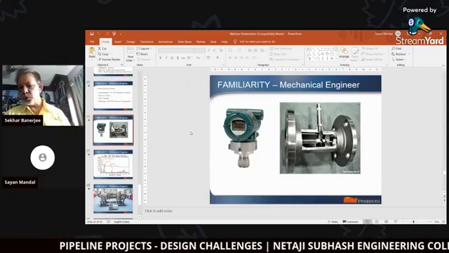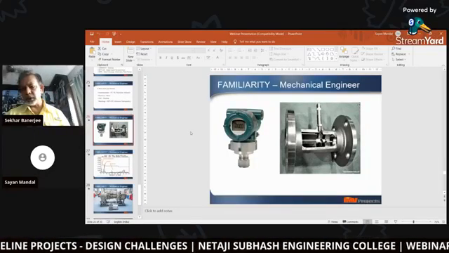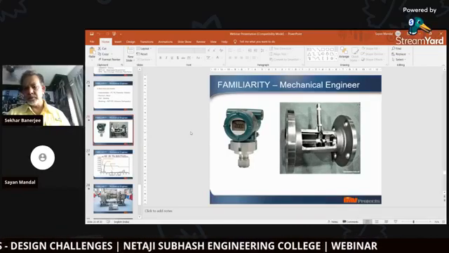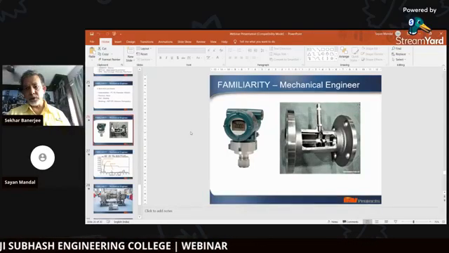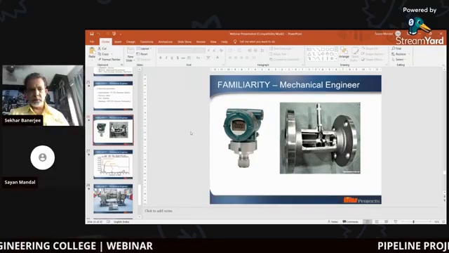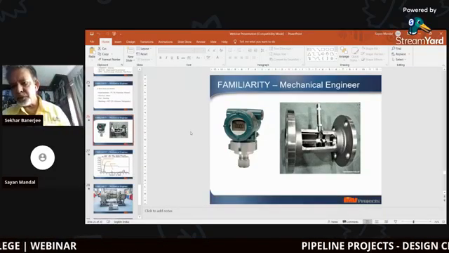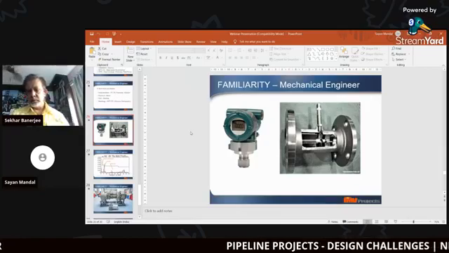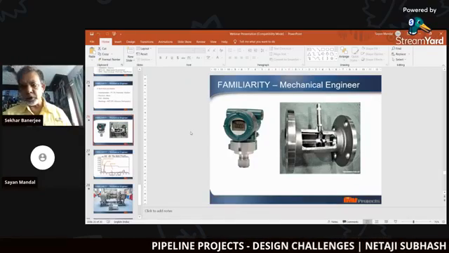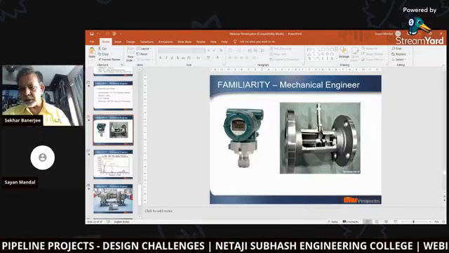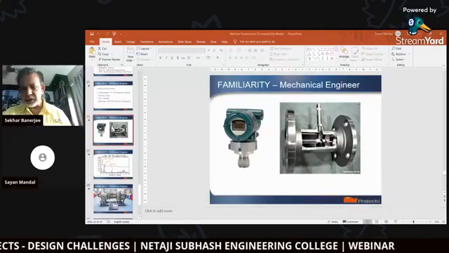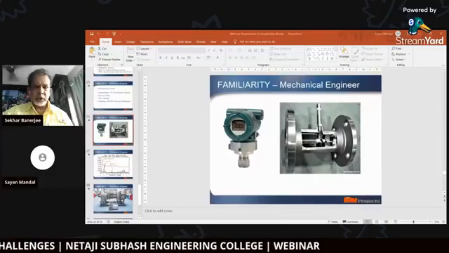Now, probably anybody who is looking into a job in operation might know, or should know, what is this? Well, this is a turbine flow meter. I'm not sure if you can see it out here. You can see a small fan blade here.